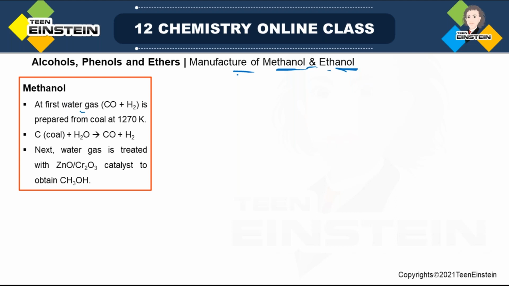So what we do at first is water gas. What is water gas? It is a mixture of carbon monoxide and hydrogen. It is prepared from coal, which is carbon, at 1270 Kelvin, very high temperature. So what is done here? Carbon is treated with water, and it is converted to water gas. Now this water gas is treated with zinc oxide and chromium oxide catalyst. And finally, we are getting CH3OH.